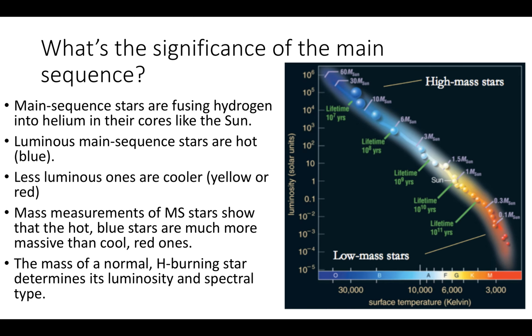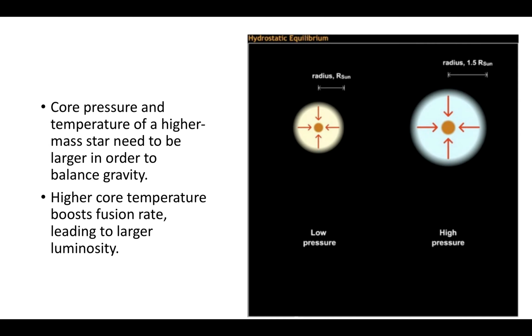So they fuse hydrogen into helium in the cores, like the sun. Luminous main sequence stars are hot, denoted by the color blue, and less hot or cooler stars are yellow or red. And so mass measurements of main sequence stars can show that hot blue stars are much more massive, as you can see in the picture, than cool red ones. Another thing we should be aware of, core pressure and temperature of higher mass stars need to be larger in order to maintain that gravitational balance that we talked about yesterday. And if we have a higher core temperature, the fusion rate also increases, leading to a larger luminosity.